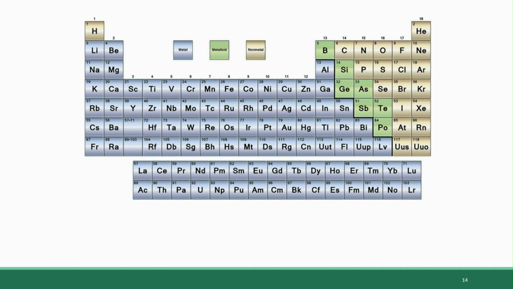Well, this has to do with the identity of the elements involved. What you're seeing here is a periodic table that has been color coded based on what each element is: a metal, a nonmetal, or metalloid, which is a substance that has some qualities of metals and some qualities of nonmetals. We just want to focus on the metals in silver and the nonmetals in bronze.